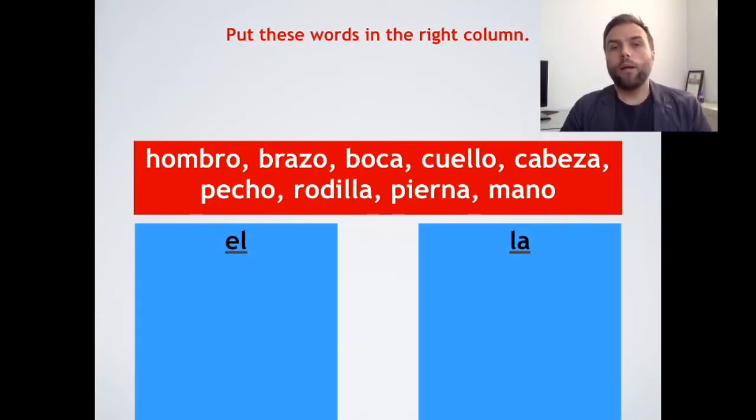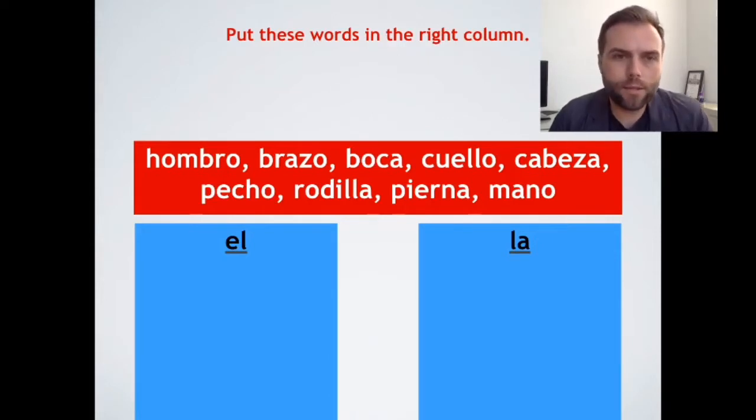Okay, now here are all of the words, and what I want you to do is, working together in the classroom, working together with your partner, put these words into the right blue box. So we've got the blue box for el and the blue box for la. Okay, so I give a few minutes and students work together and they try to remember which category these words go into. Okay, you can pause the video if you like and have a think about this, have a look at those words.